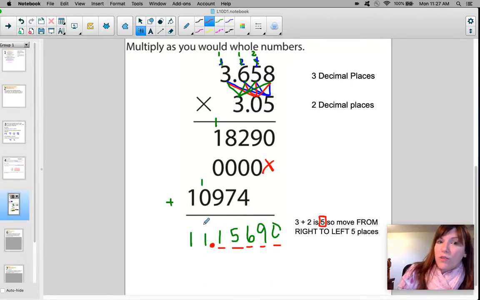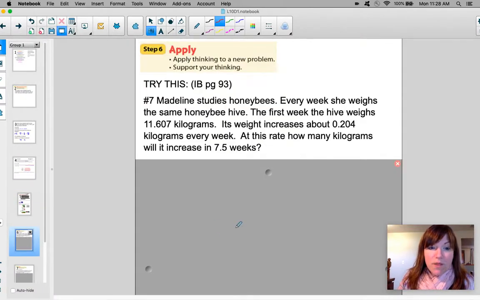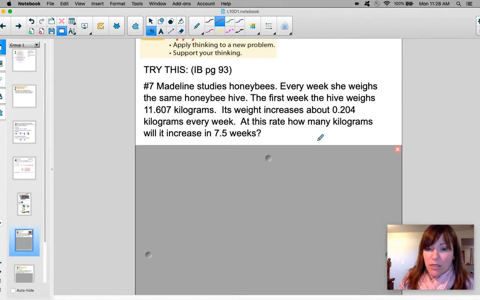All right, so I know this is a lengthy process, so hang in with me. I want you to try some, and we have 2 more to do together. So Madeline studies honeybees. Every week she weighs the same honeybee hive. The first week the hive weighs 11 and 607,000 kilograms. Its weight increases about 204,000 kilograms every week. At this rate, how many kilograms will it increase in 7.5 weeks?